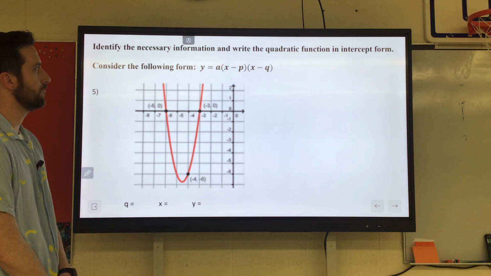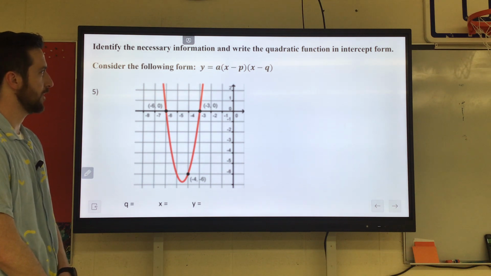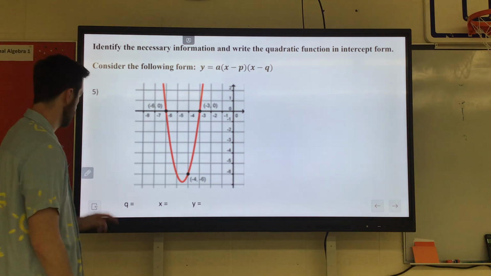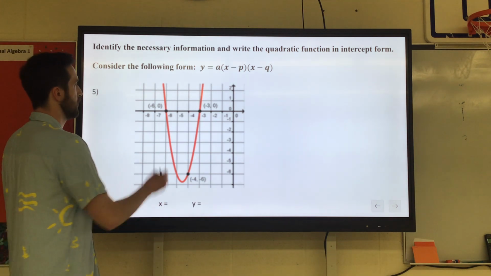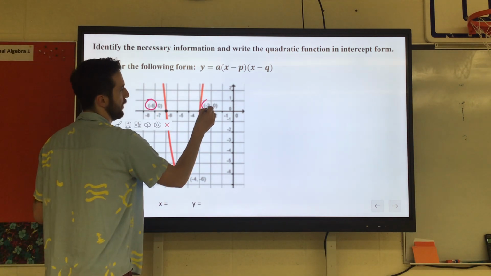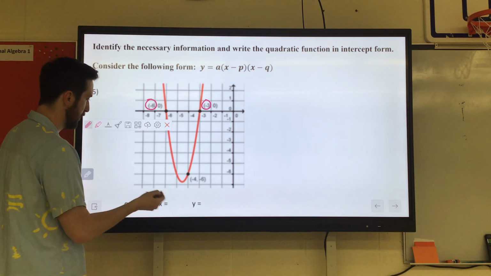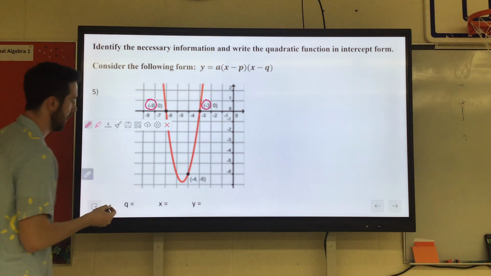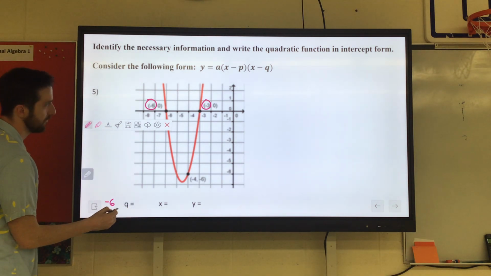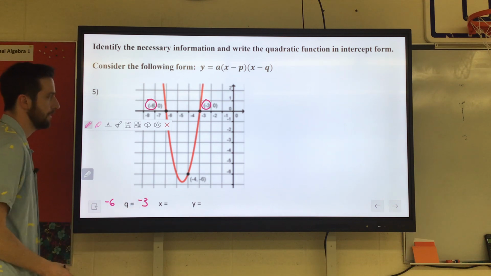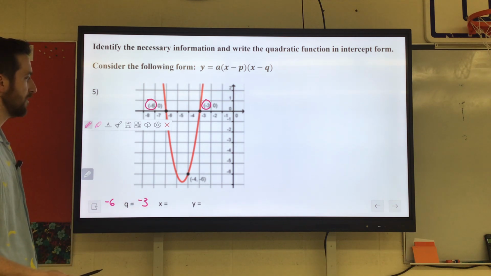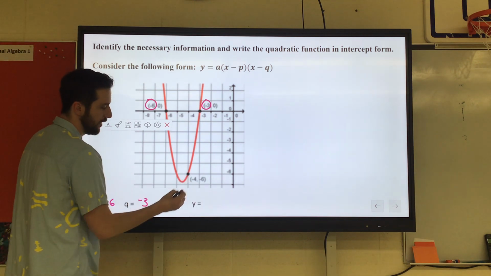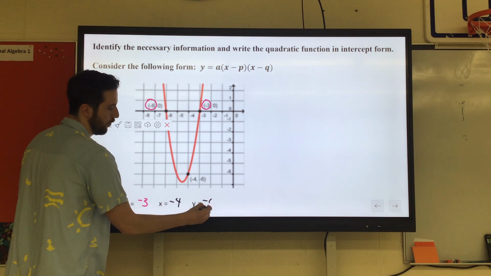Consider the following form: a times (x - p) times (x - q). We're going to try to write this function in intercept form. So I see that it crosses at -6 and -3. So that would be our p and q, I guess. I think the p's hiding behind this button here. p is -6, q we could say is -3. It doesn't really tell us anything else, but it does tell us this coordinate: that this coordinate is (-4, -6). So the x is -4, the y is -6.